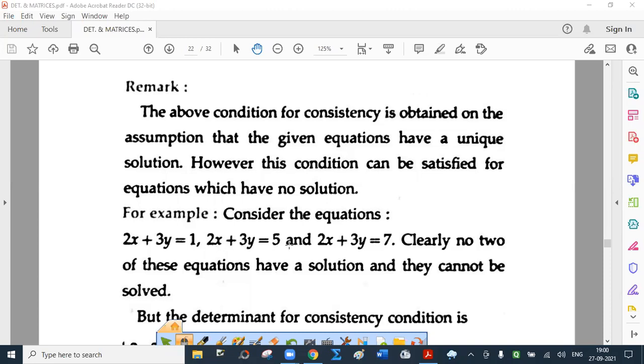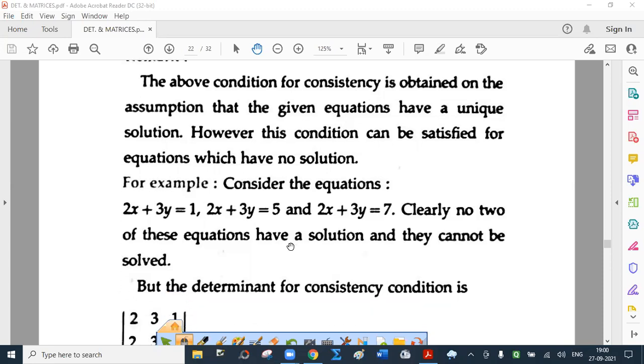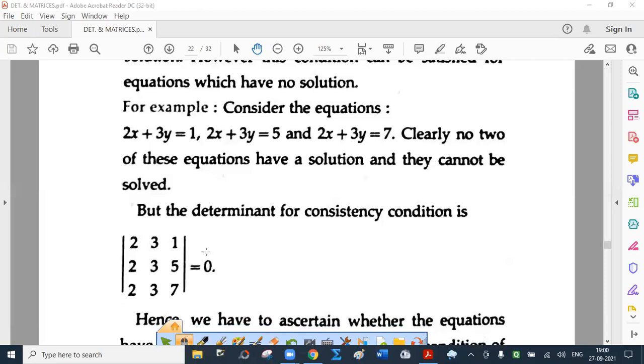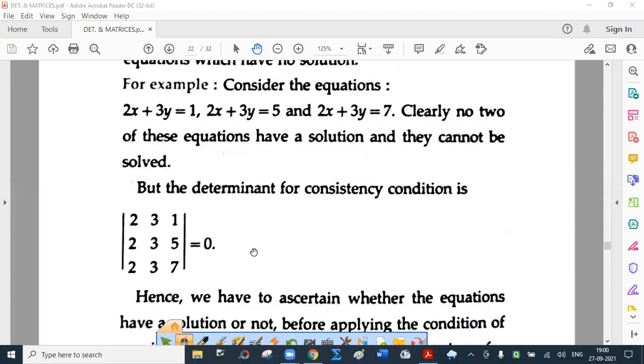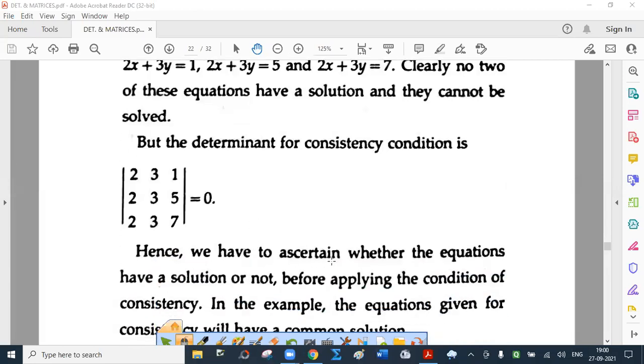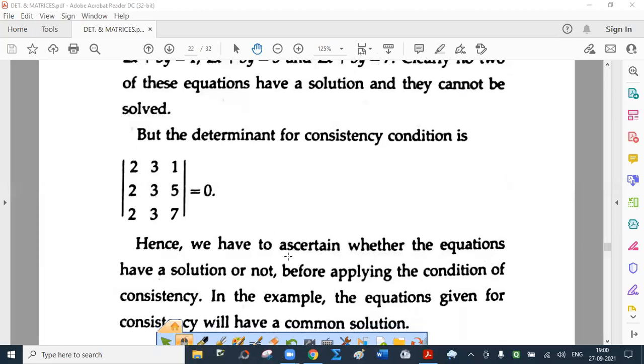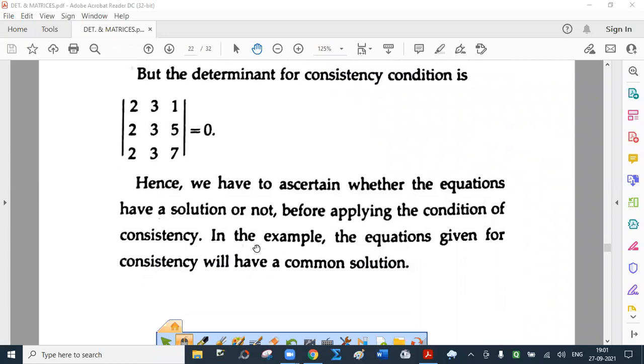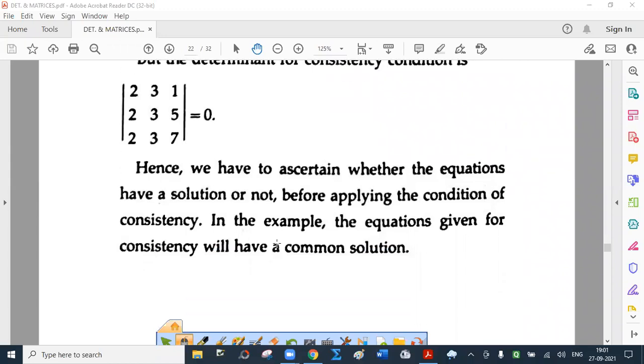And when we solve equations, we actually obtain the point of intersection. Now you will notice that if you obtain the value of the determinant, if you expand this, you get 0. This means the determinant for the condition of consistency is 0, but the equations are not consistent. Hence, we have to ascertain whether the equations have a solution or not before applying the condition of consistency. In the example, the equations given for consistency will have a common solution.